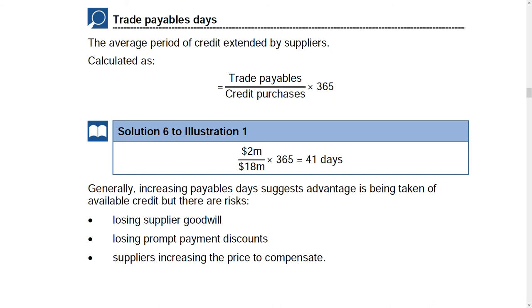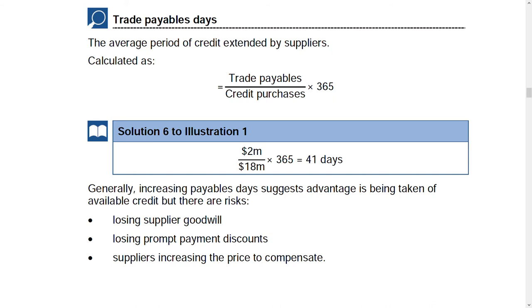increasing the payable days suggests advantage has been taken of available credit, but there are risks. See, they're saying that increasing payable days is good for us. Why? Because we are taking more time to pay our supplier. That means we are having the cash in our hand for a longer period of time, which we can use for our business, but it has a risk. What are the risks? Three risks.